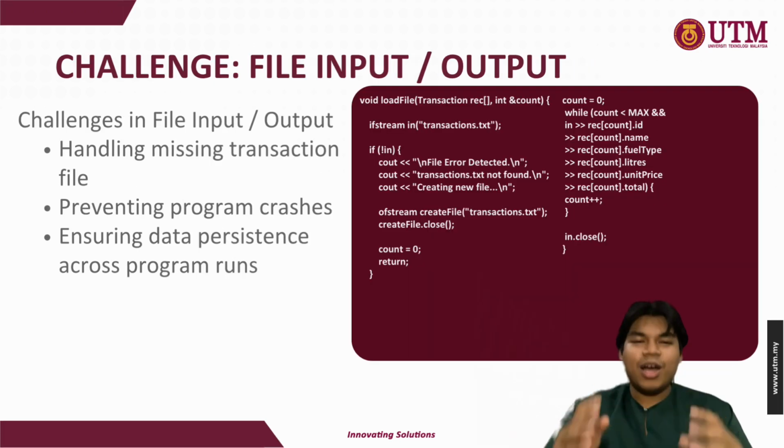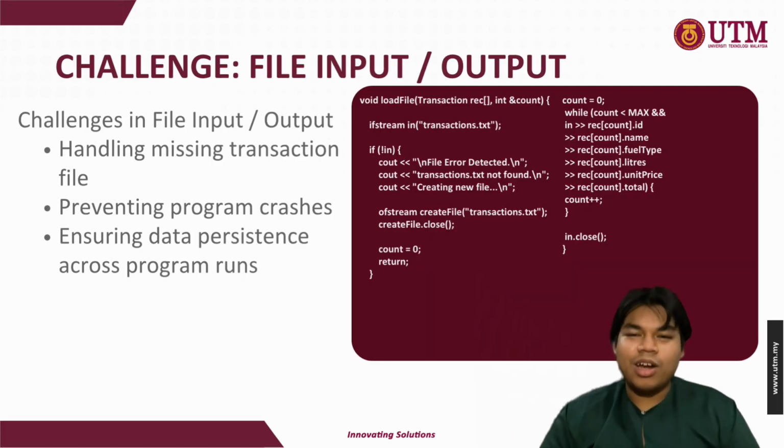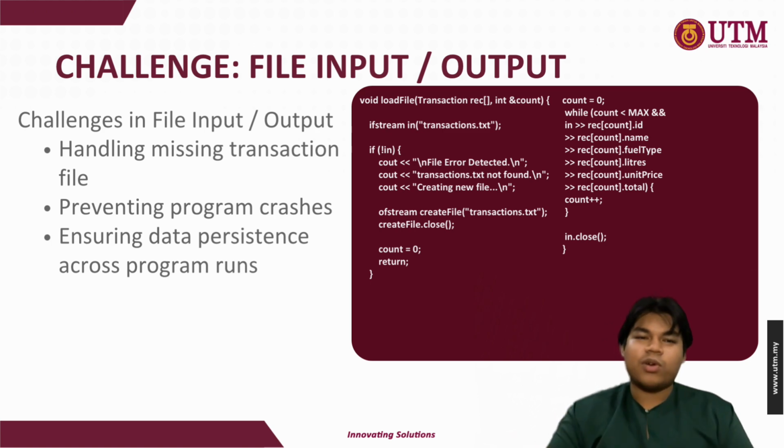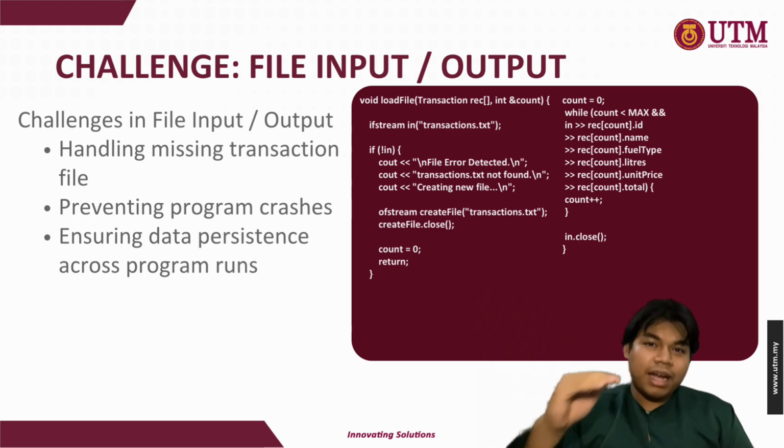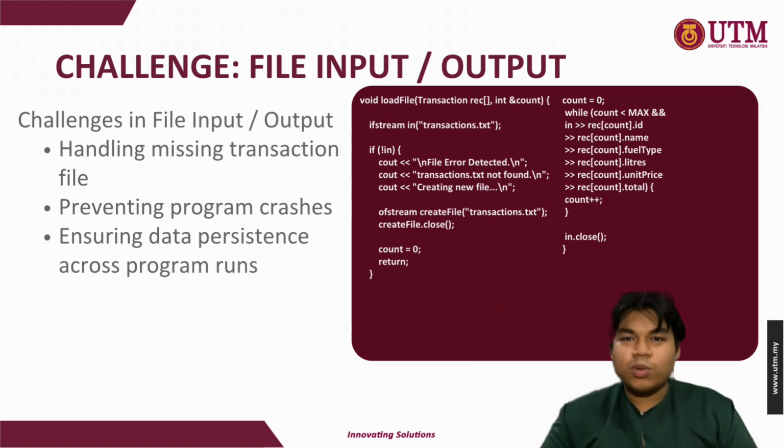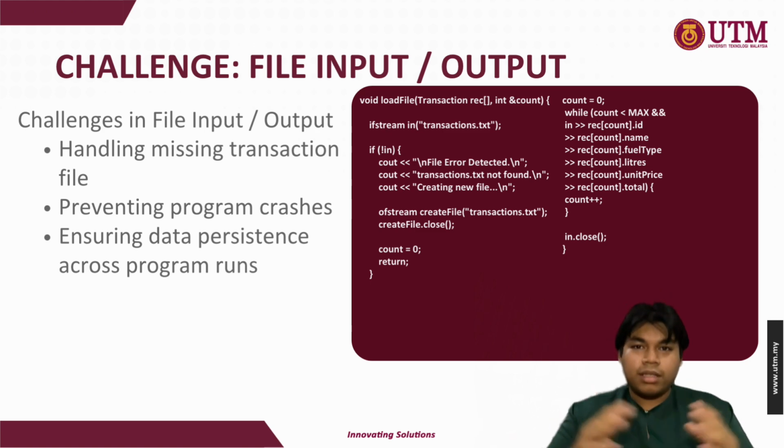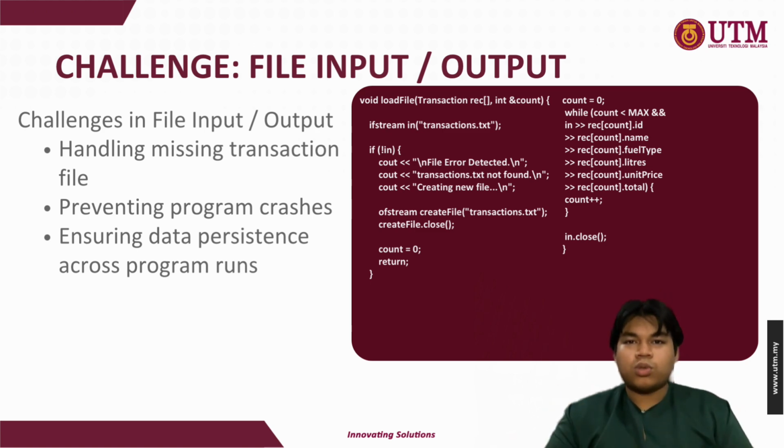Thank you. I will now explain how file input and output is implemented in our code. At program startup, we use an ifstream to open transaction.txt. If the file does not exist, the program detects the error, creates a new file, and continues safely without crashing. The data is read line by line and stored directly into the struct array. When the program exits, an ofstream is used to write all current transaction records back into the file, ensuring data persistence.